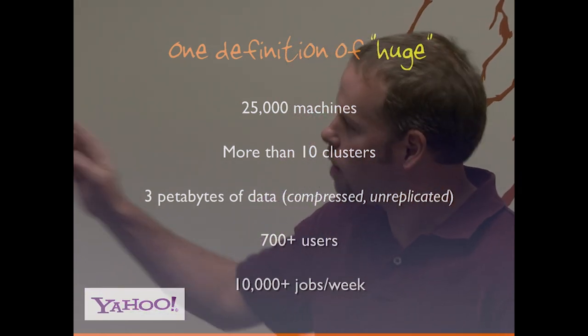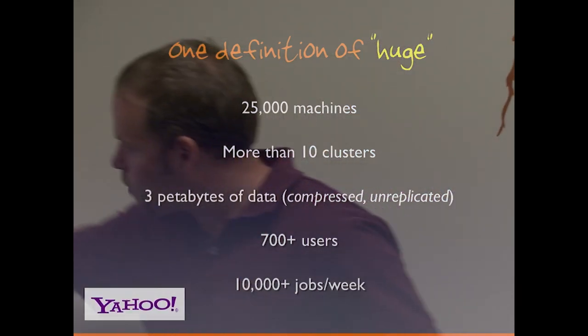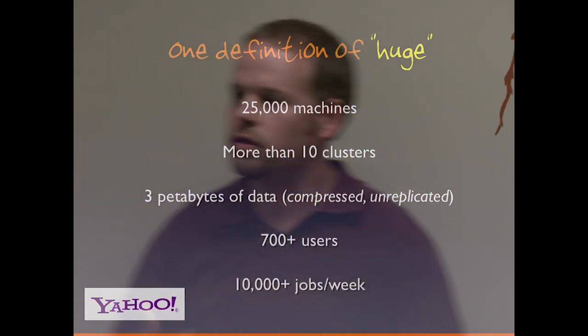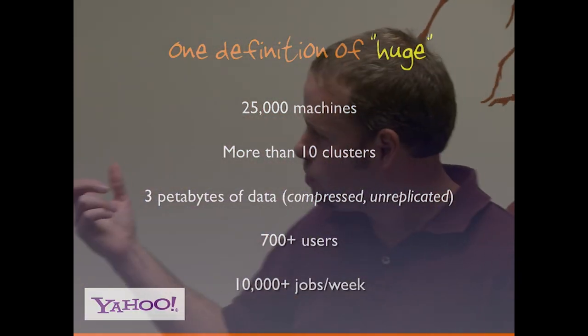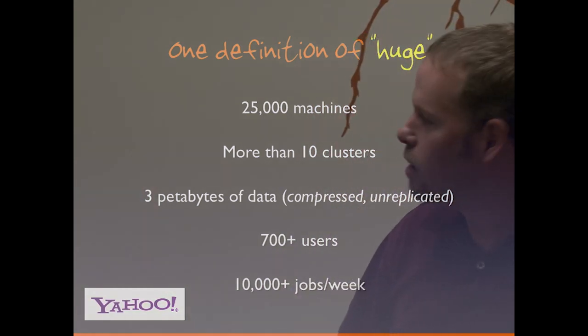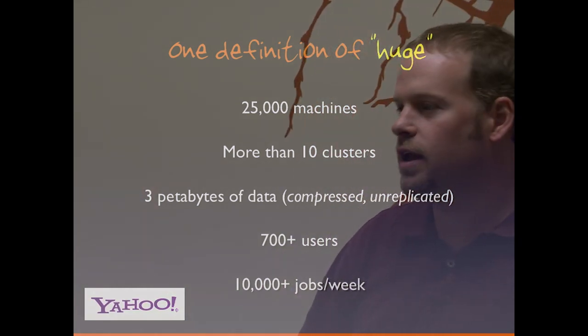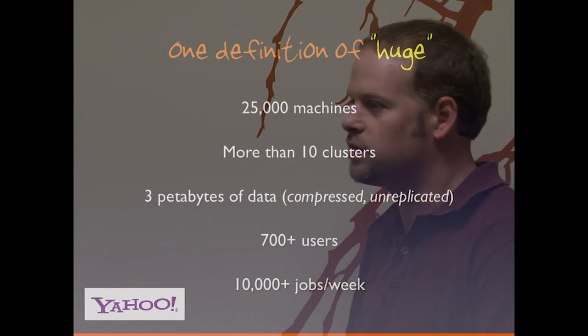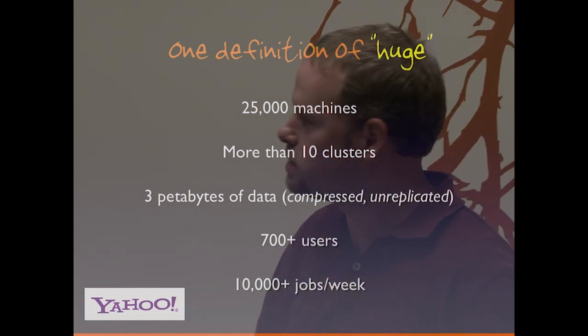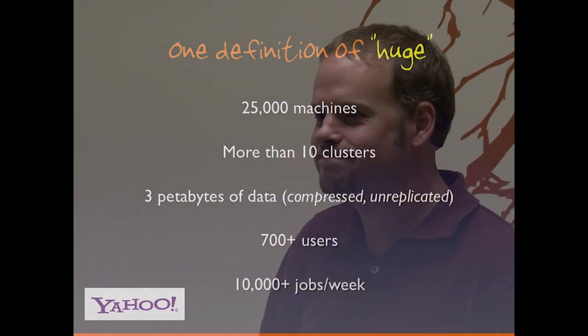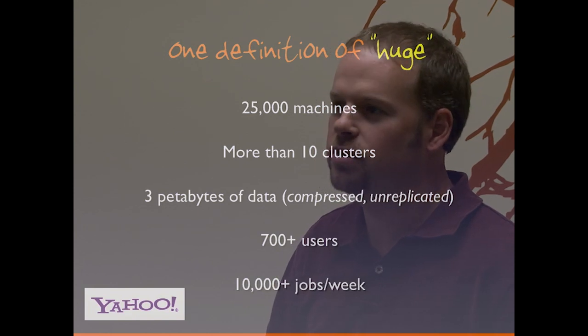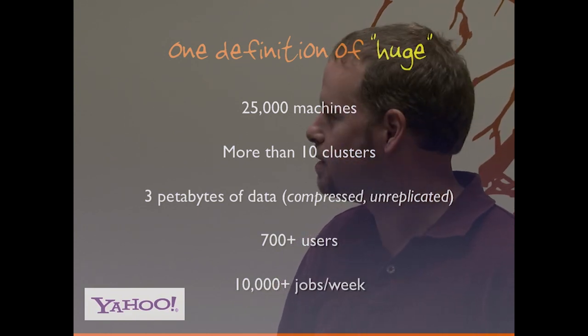I'm sorry, for the replication factor in Hadoop is generally 3. So you can multiply that 3 petabytes by 3, you get 9 petabytes of compressed data. And I think I've heard that uncompressed is around 75 or 80 petabytes, which is kind of big. What comes after a petabyte? I don't know. Aaron? Exabyte? Yes, exabyte.